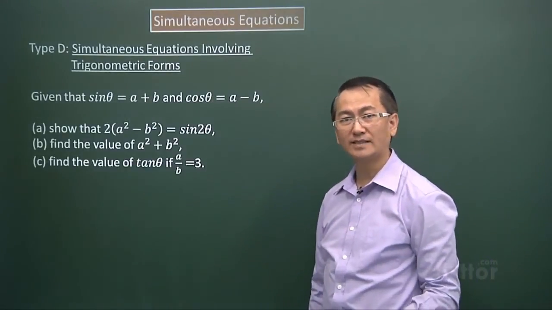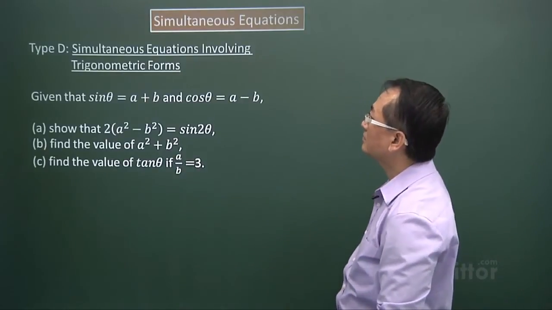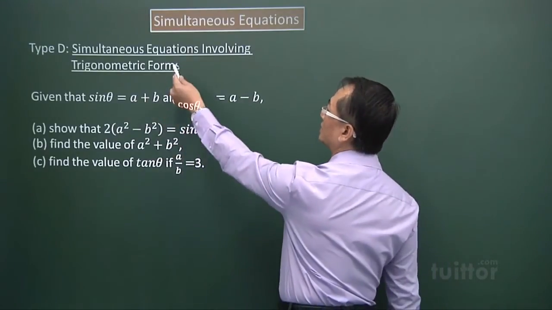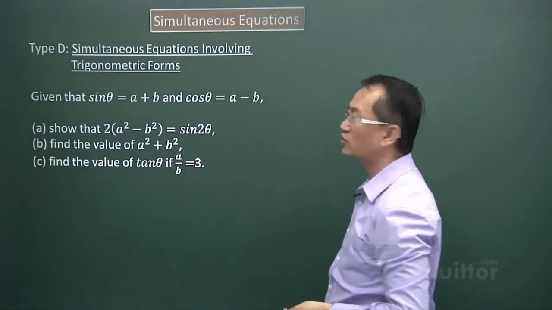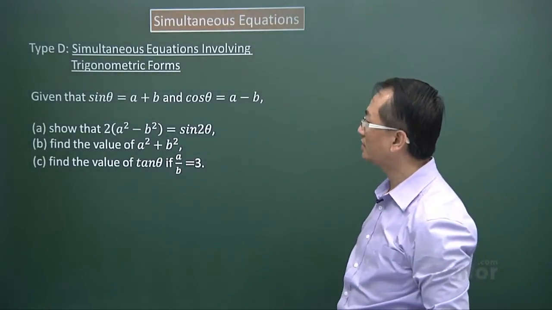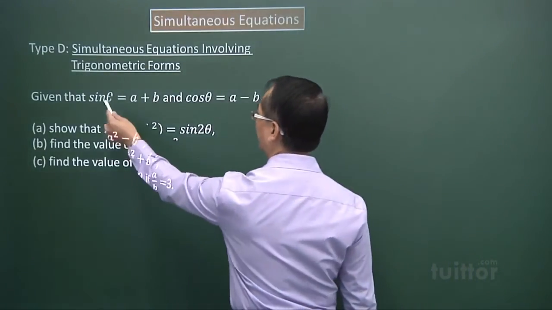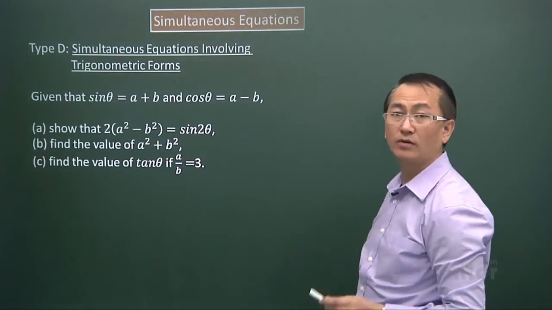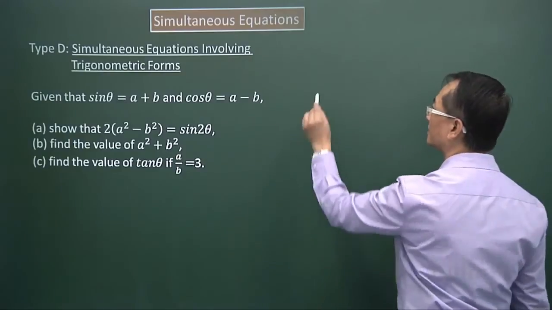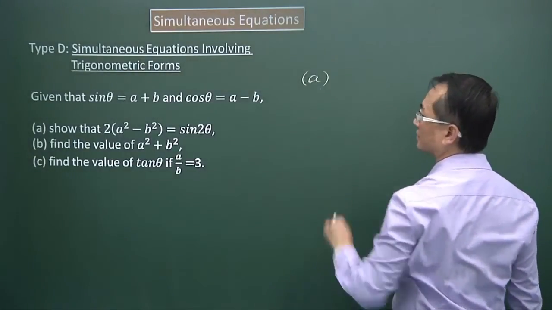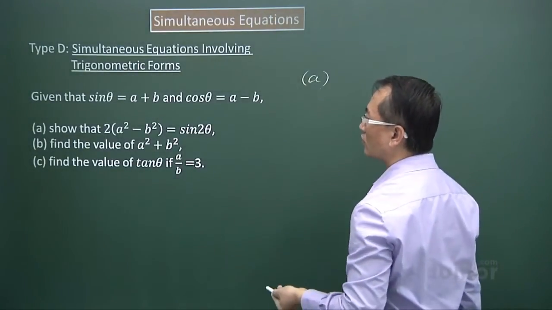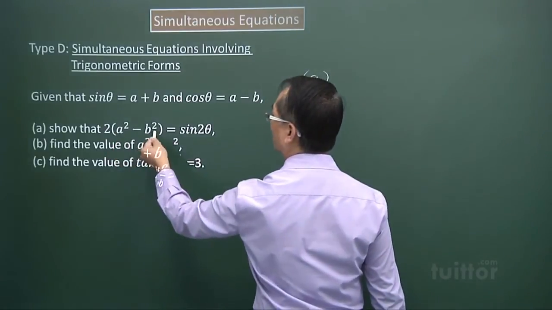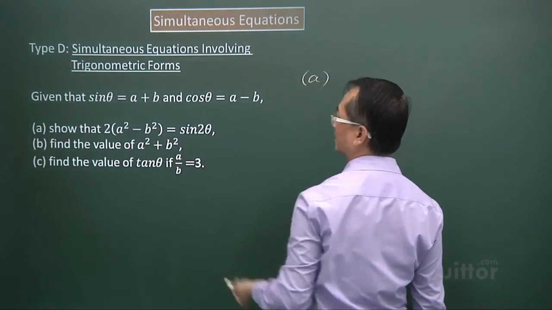Now we look at part D, or type D, simultaneous equation involving trigonometric forms. So the sine theta comes in, cos theta as well. So for part A, we have to show that that will give me sine squared theta.